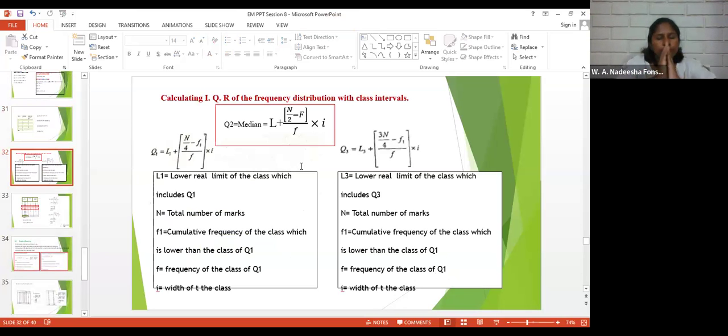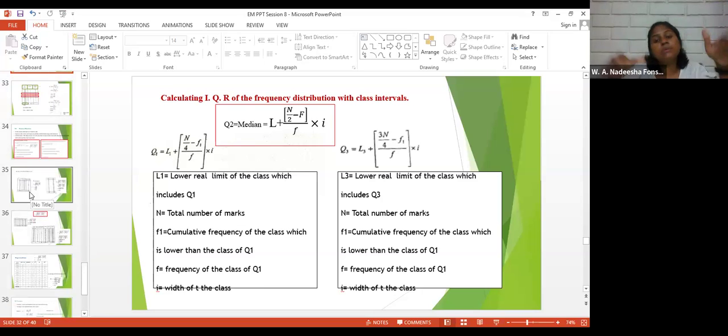So, if we use class intervals, we have to go for this type of equation. It is similar to finding the median. When finding the median, L is the lower limit of the median class. Likewise, when finding Q1, L1 is the lower limit of the Q1 class. L3 is also like that. Here F is the cumulative frequency of the class which is lower than the median class. Likewise, for Q1 it is the cumulative frequency of the class lower than the Q1 class. f is the frequency of the median class. Here f is the frequency of the Q1 class. Don't mix up. Try to understand the similarity, then it will be easy for you.